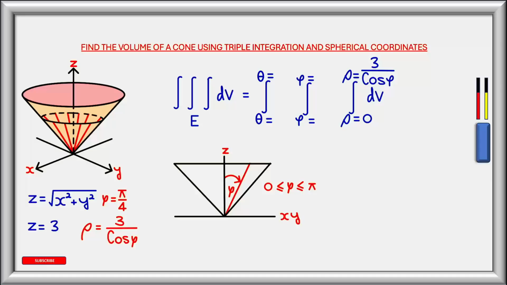Next, let's look at the limits of integration for phi. Phi is the angle measured from the positive z-axis to the line segment connecting a point in the 3D space. We know that phi must be greater than or equal to 0 and less than or equal to 180 degrees or pi radians. And so in our case, phi begins at 0 and ends where it meets the cone. So where phi equals pi by 4 radians, which is the cone when converted to spherical coordinates.